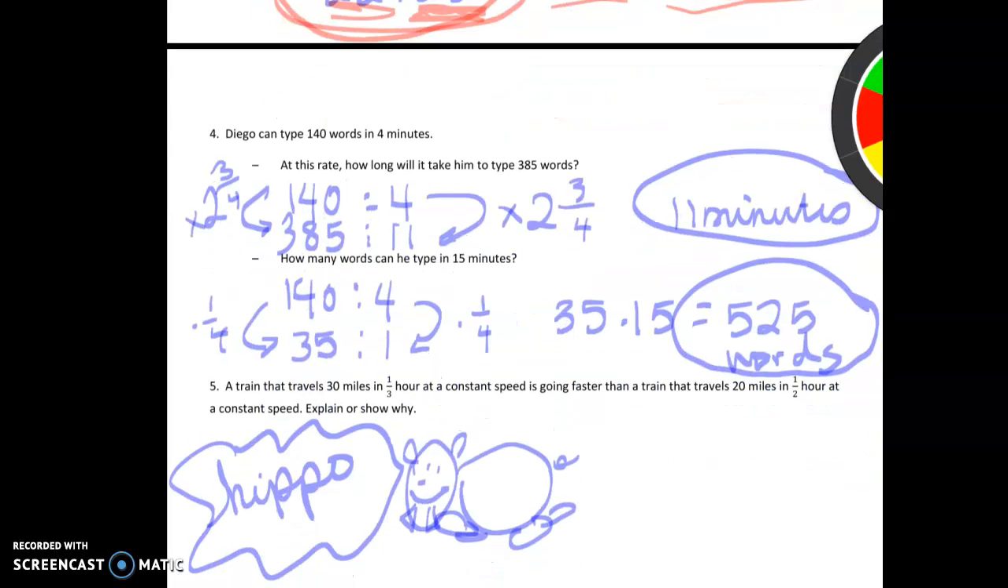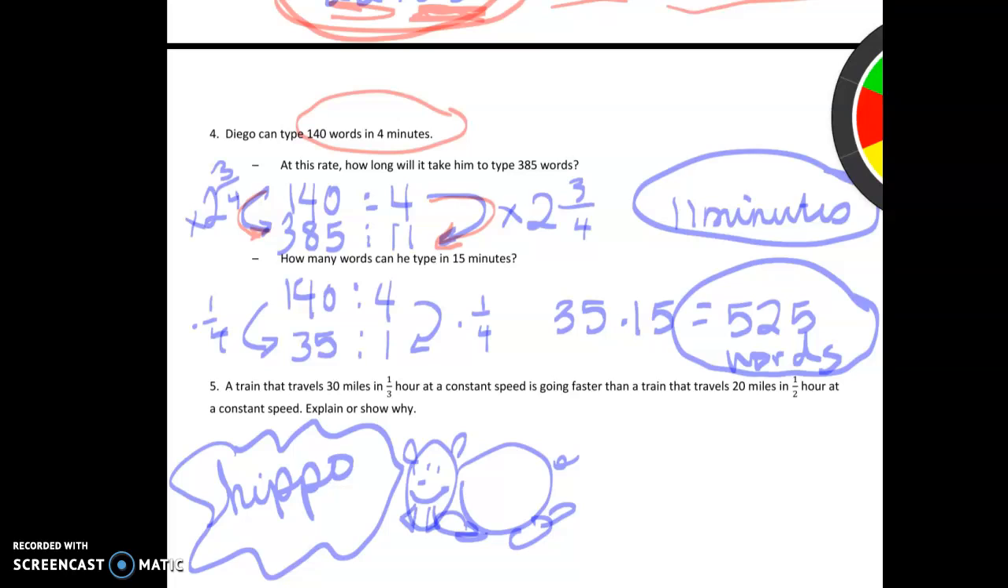Diego can type 140 words in 4 minutes. At this rate, how long will it take him to type 385 words? So to get from 140 to 385, I have to multiply by 2 3/4. And so I'm going to multiply the 4 times 2 3/4 to get 11 minutes.